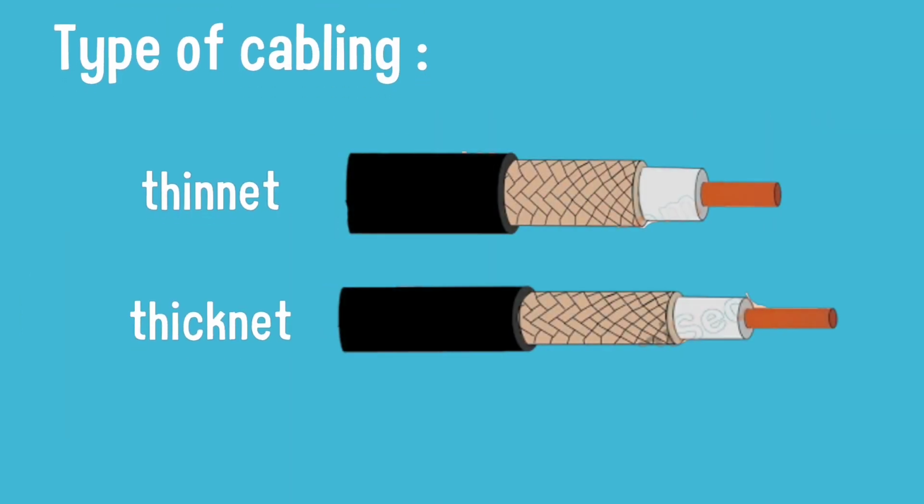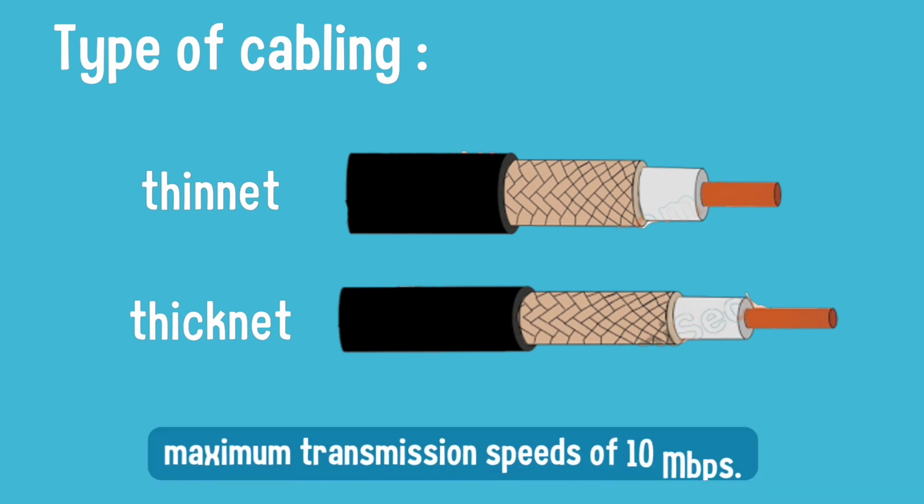This type of cabling comes in two types, thinnet and thicknet. Both types have maximum transmission speeds of 10 megabits per second. Coaxial cabling was previously used in computer networks, but today it is largely replaced by twisted pair cabling.